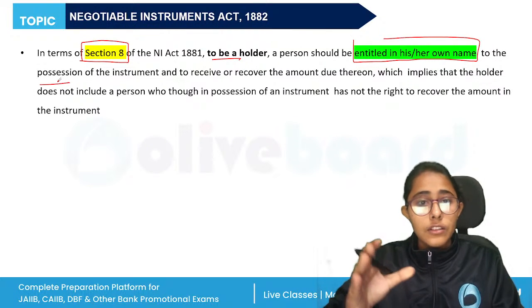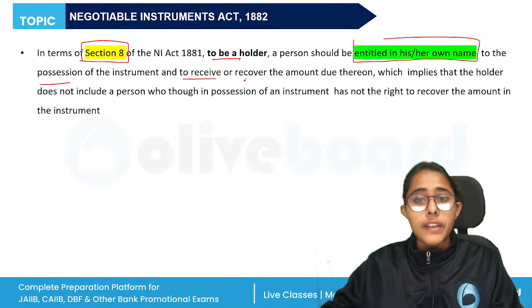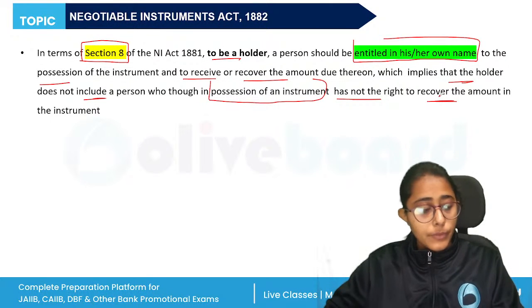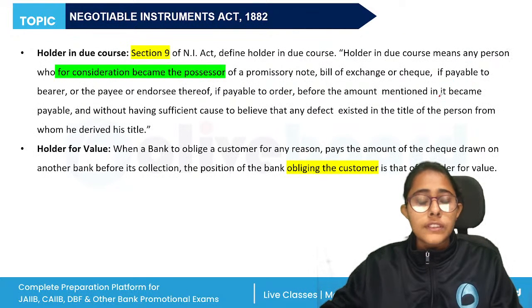So as a holder, the instrument should be in your name, and you should be entitled to the possession of the instrument or to receive or recover the amount, which implies that the holder does not include a person who, through possession of the instrument, has not the right to recover the amount of the instrument. So you should be entitled to the instrument, right? This is given in section 8 of the NI Act. Then holder in due course, this is given in section 9. Holder in due course means any person who for consideration becomes a possessor of a promissory note.